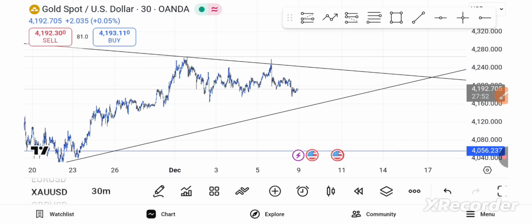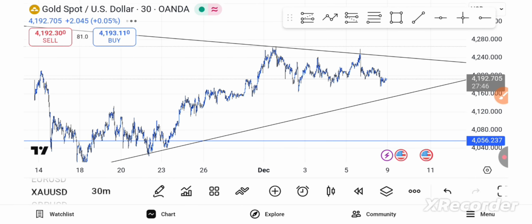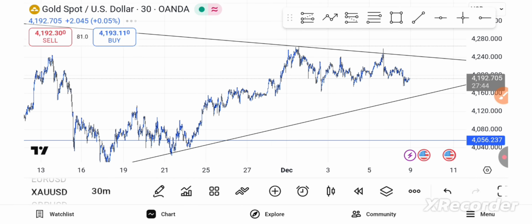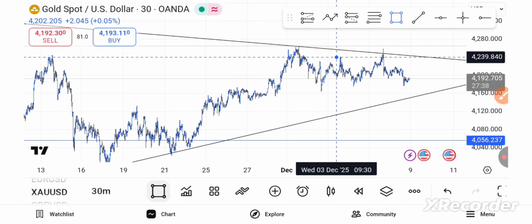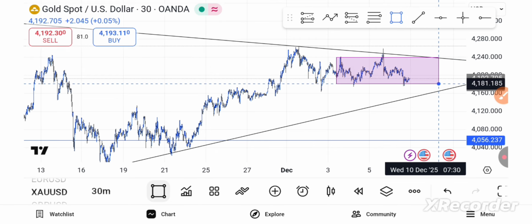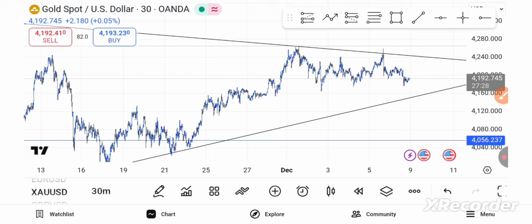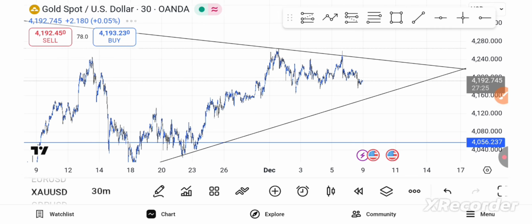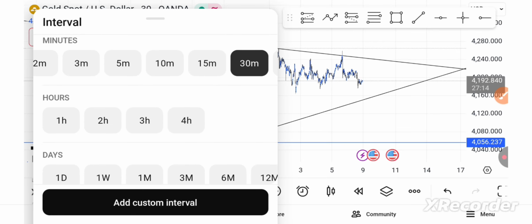From this very point here, we could say the market is currently consolidating. If you see what is happening here, I could say the market is currently consolidating. Now, just to have a little bit more clarity, we're going back. Let's quickly go back to the 4-hour time frame.